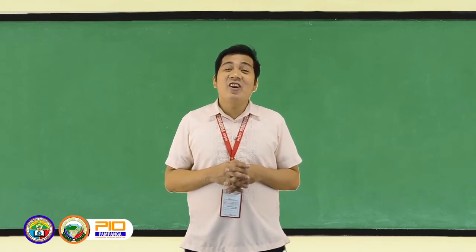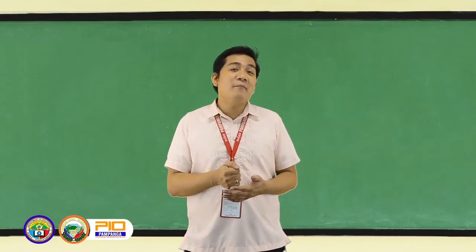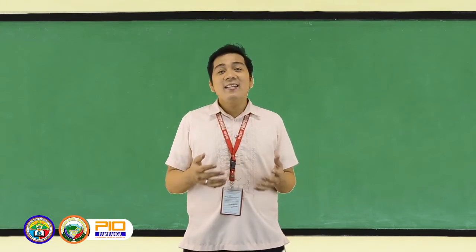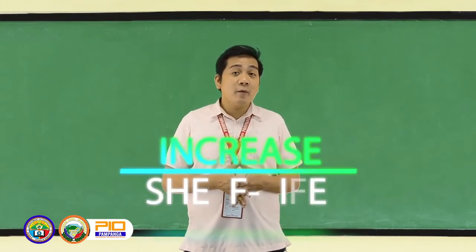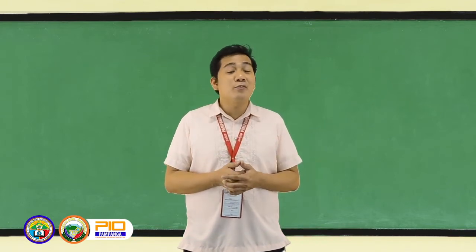Let's take a look at other ingredients. Next one on the list is tetrasodium EDTA. One of the advantages that this soap has over our soap is that it has tetrasodium EDTA or ethylene diamine tetraacetic acid. This chemical helps increase the shelf life of soap. The soap that we made will expire faster than the soap we buy from the store.